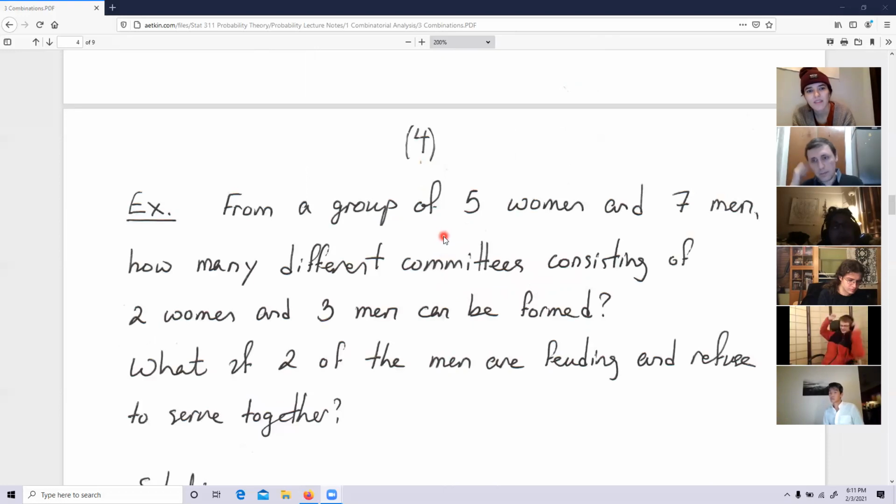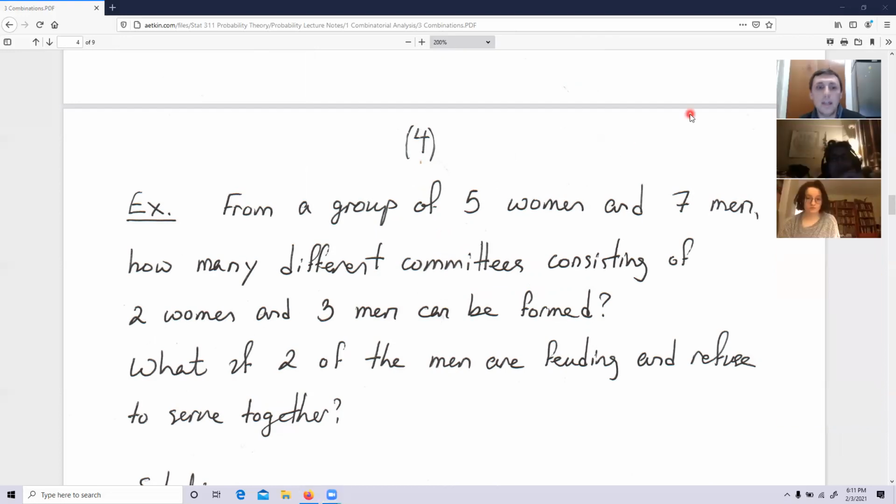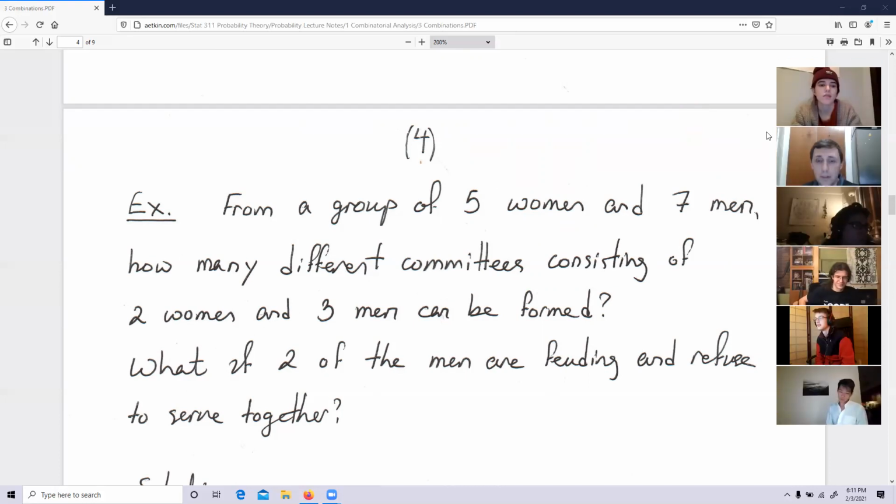Okay, let's see this one. From a group of 5 women and 7 men, how many different committees consisting of 2 women and 3 men can be formed? Okay, so the second part we will do in a moment. How many committees of 2 women and 3 men? So the committee has to contain 2 women and 3 men.